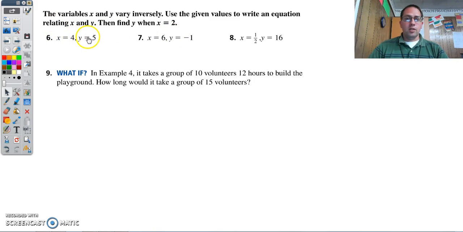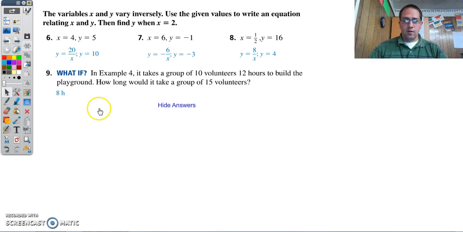Number 6, you have an equation of y equals 20 over x, and so when x equals 2, you have y equal to 10. For number 7, y equals negative 6 divided by x, so when x equals 2, y is negative 3. And number 8, you have y equals 8 over x, and so when x equals 2, y equals 4. And on number 9, if we have 10 people taking 12 hours to build the playground, it's going to take 15 people 8 hours. All right, hopefully you got those all right. If not, let's take a look.